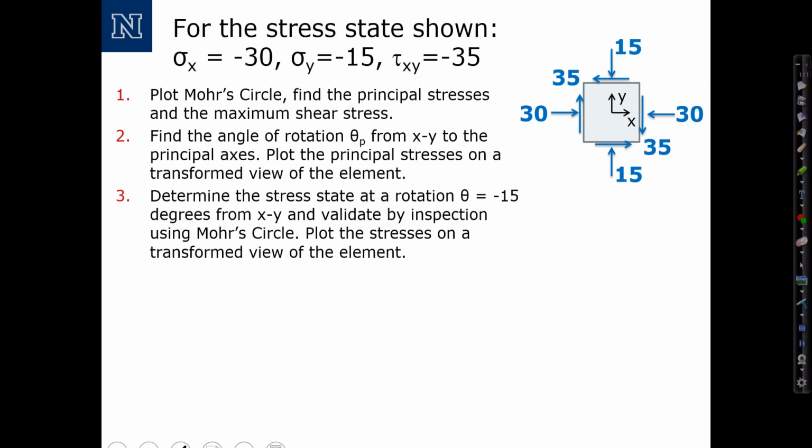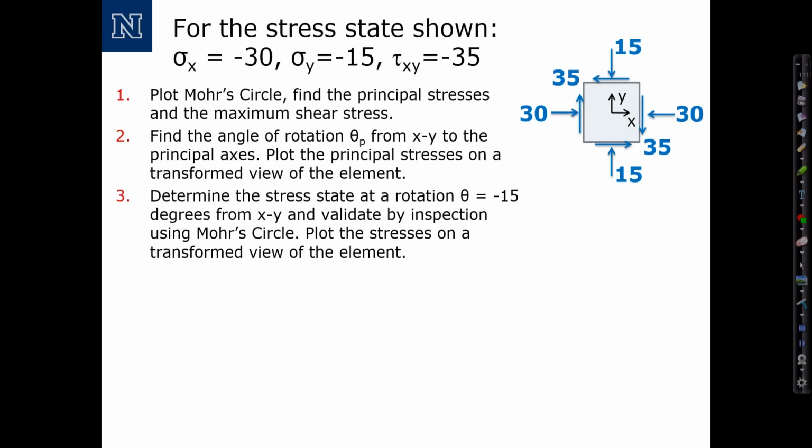In our first example, we're given a little stress block, with stresses interpreted: sigma x equals negative 30, because it's pointing inward; sigma y equals negative 15, because it's pointing inward; and tau xy equals negative 35, because the shear stress is acting downward, or negative, on the positive x face.